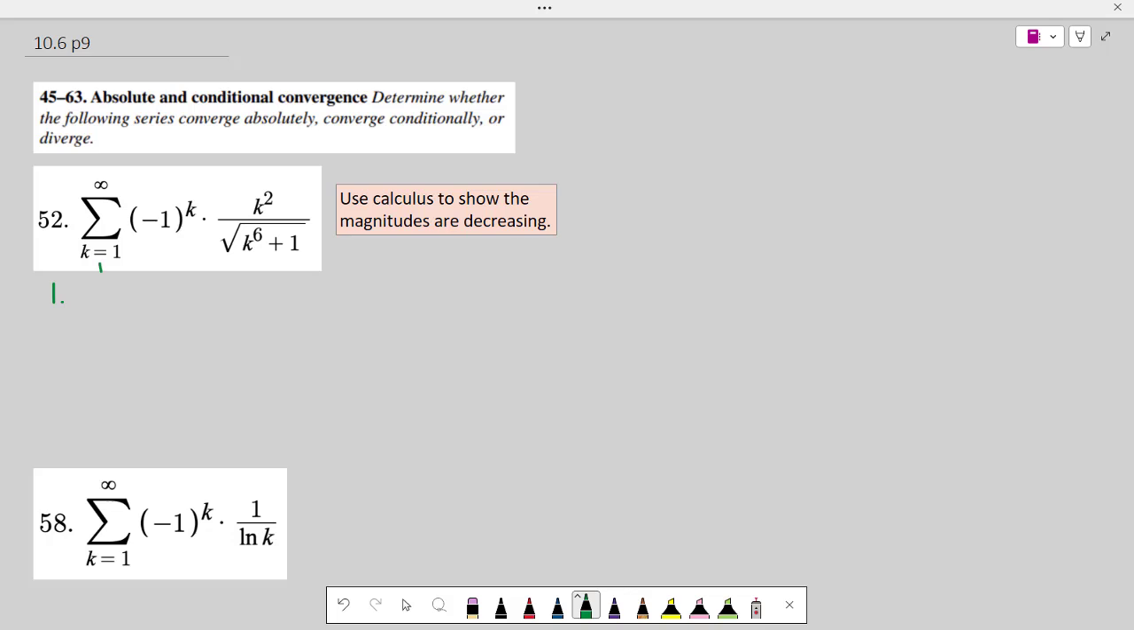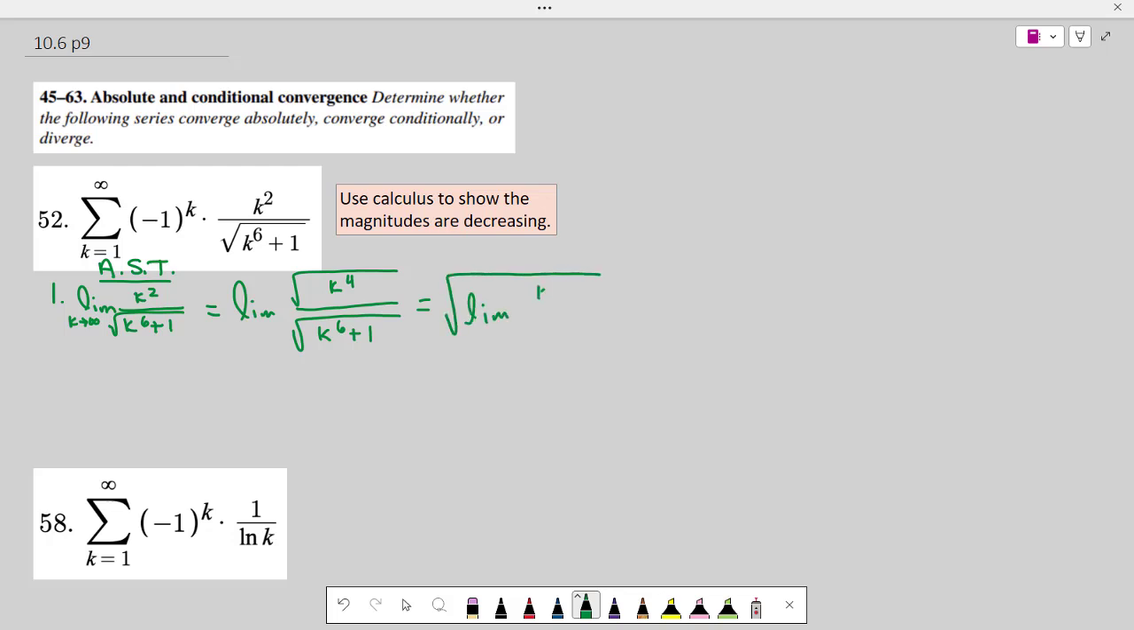So to show the AST, to show that this is a convergent series, first we take the limit of a sub k, so we're going to take the limit of this as k goes to infinity. And when you have a square root in one part of the fraction but not the other, the simplest way to deal with this is to put a square root in both places. So we're going to put a square root on the top, but then square the top, so that we can then combine the square roots. And that's going to give us a nice, easy way to compute the limit. So here we'll have k to the 4th over k to the 6 plus 1. And what is our limit? 0. Power on the denominator is bigger, so that limit is 0.